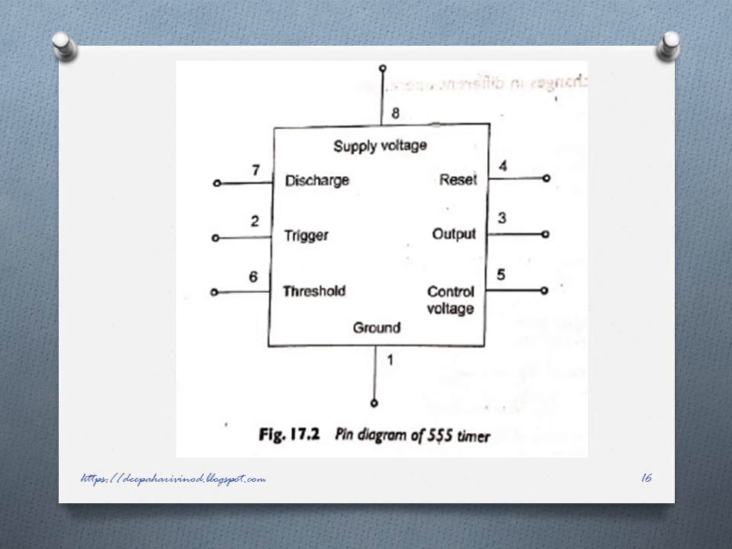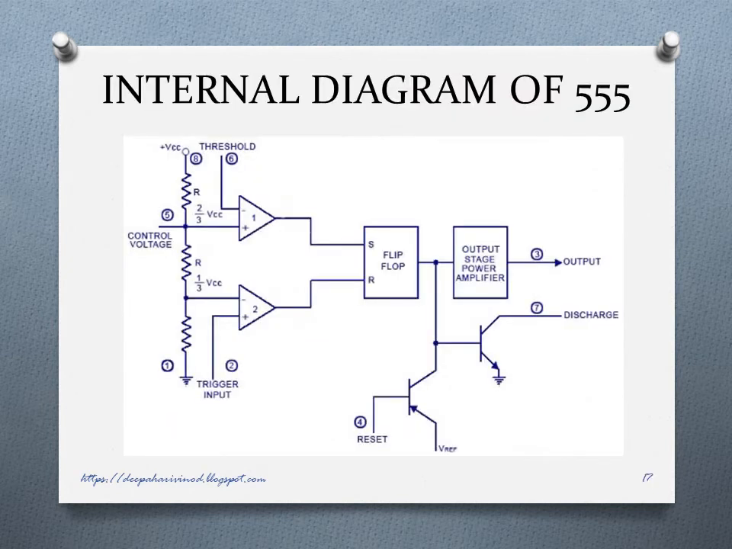In this RS flip-flop, when R equal to 1, the output will be reset to 0, and when S equal to 1, the output will be set. The flip-flop also operates a transistor which, when driven low, discharges a timing capacitor. We can see the internal diagram. This is the internal diagram of the 555 IC.